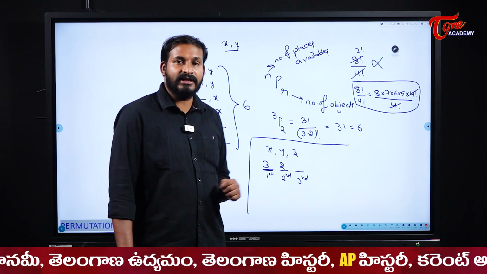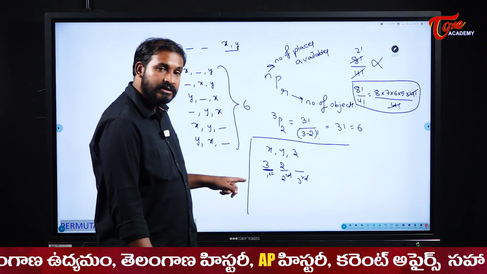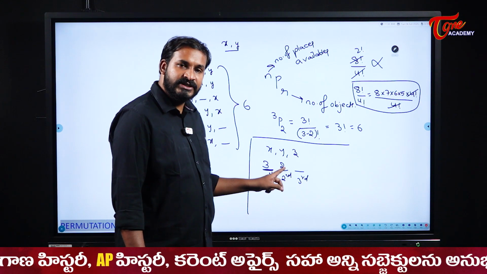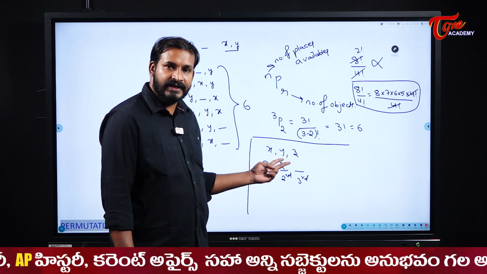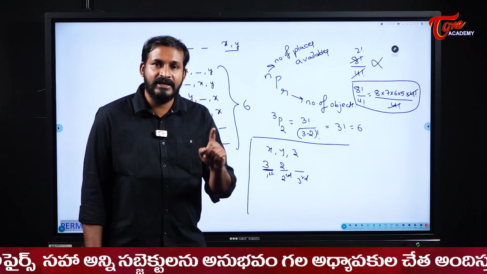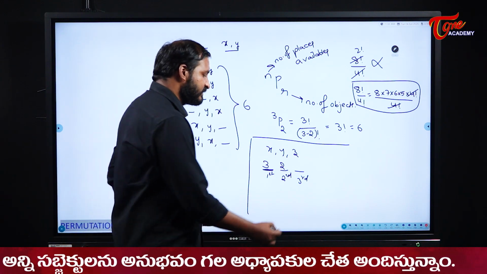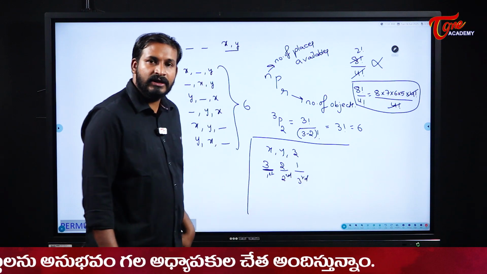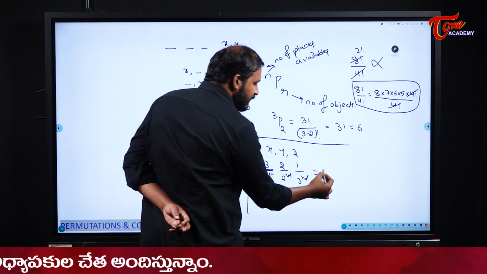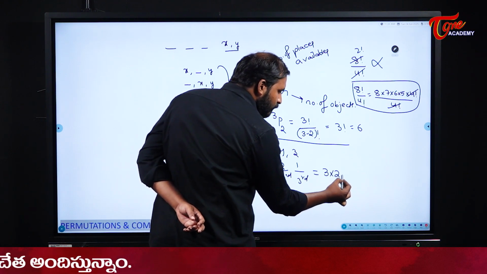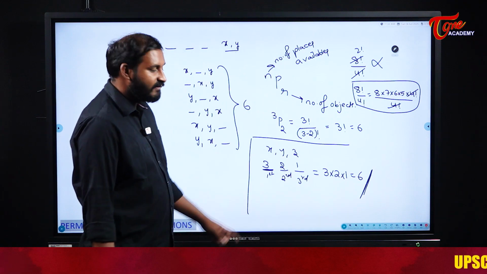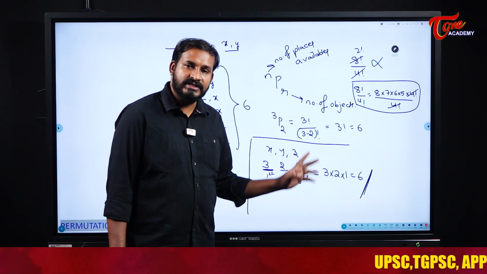Now, when it comes to the third position, already the first and second positions are filled by any two of these three. Yes, sir. Then for my third position, how many chances will I be left with here? I will be left with only one chance. So, now the answer here becomes the product of these chances. 3 into 2 into 1. That is equal to what? 6.